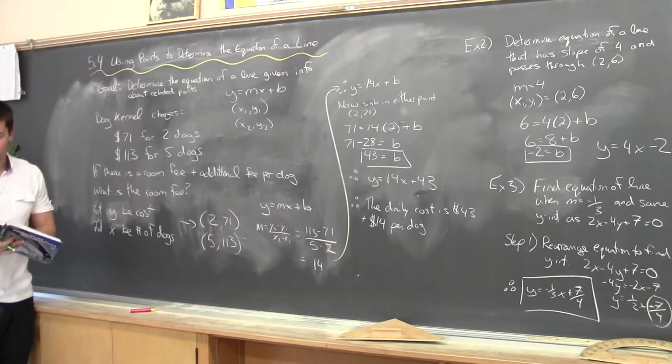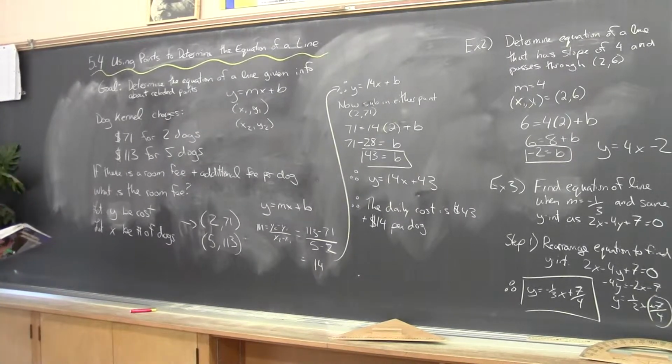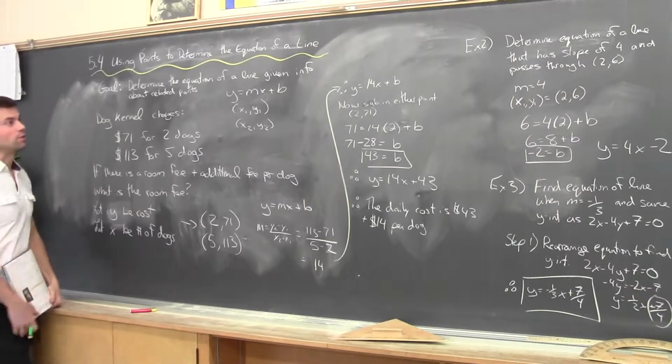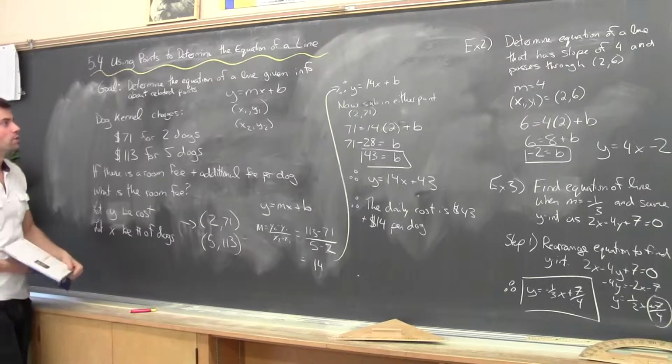No work. 5.4 in your textbooks, page 285. We're talking about using points to determine the equation of a line. The goal is to determine the equation of a line given information about the related points.